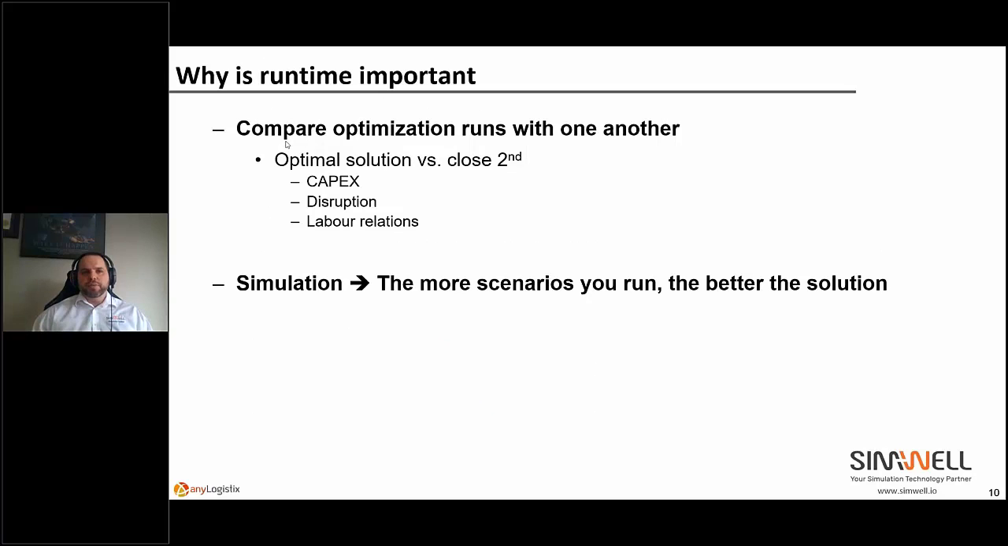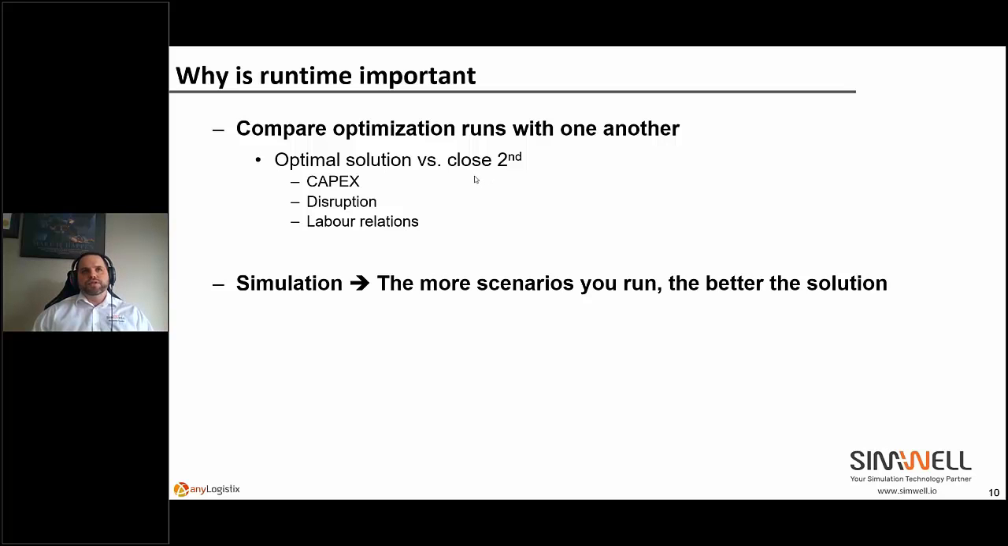So in optimization, when you compare optimization runs, if you run the optimization model once, you get an optimal solution. Yeah, but what if the best solution is not necessarily the optimal, but it's a close second, right?